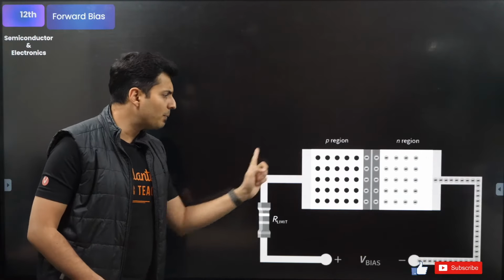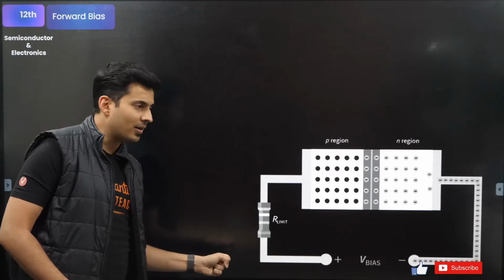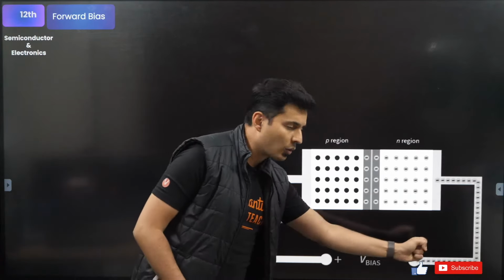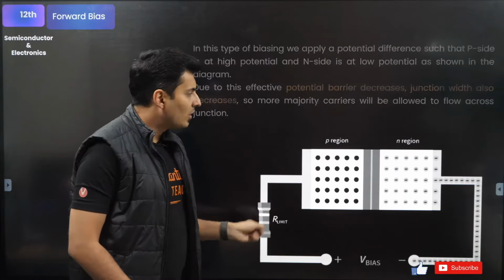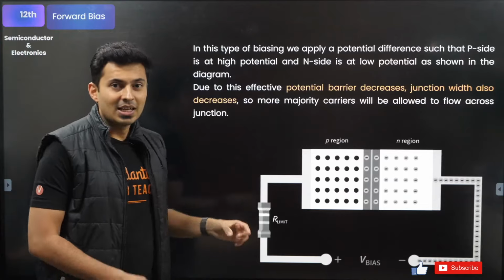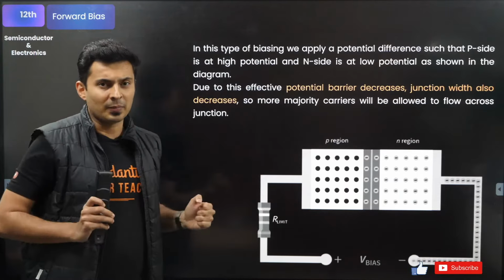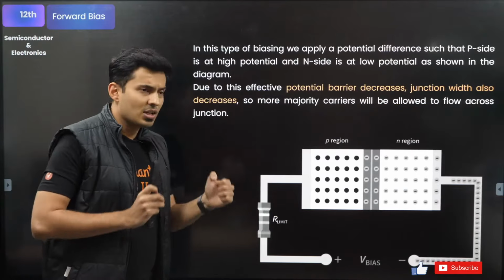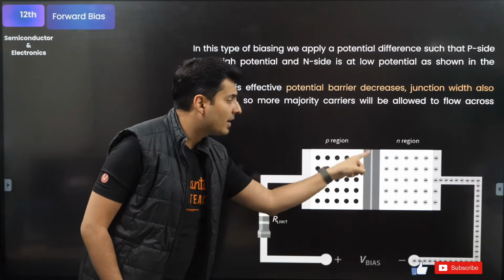The moment you connect p to positive, you will see these electrons will get pulled over here easily, and they will be thrown from this battery and pushed back over here. There will be a good amount of flow of current in such a case, and that is called forward biasing. In forward bias, you will see a decent amount of current flows after the barrier is broken.